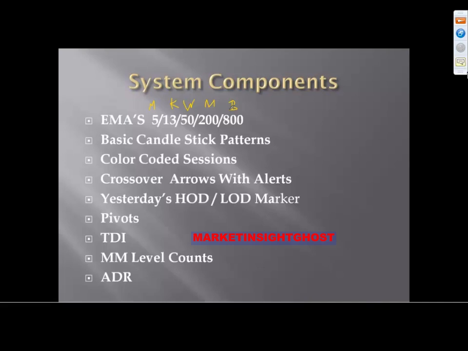Okay? We're going to use color-coded sessions. The work time ribbon codes the sessions for us to understand where we are in the cycle. I'm going to cover it. You've got some crossovers, arrows with alerts. We use 5, 13, 50, right? The 5/13 crossover is the signal line.